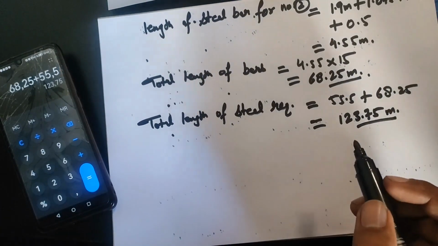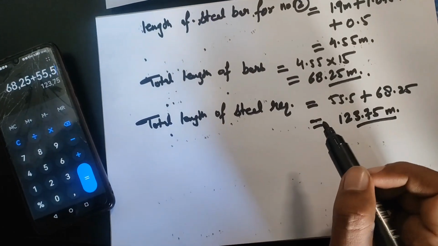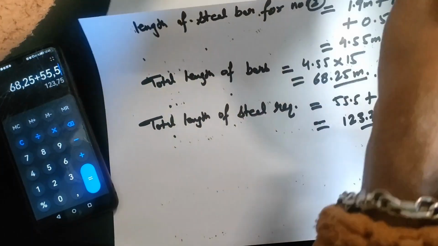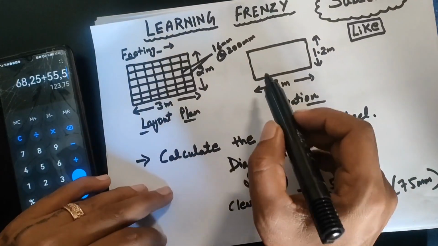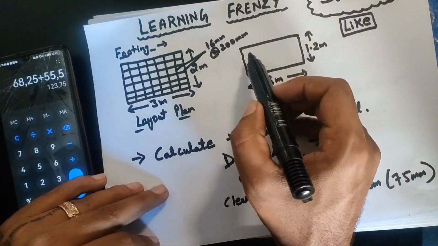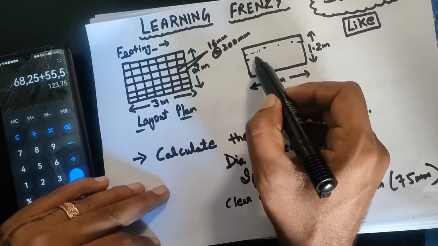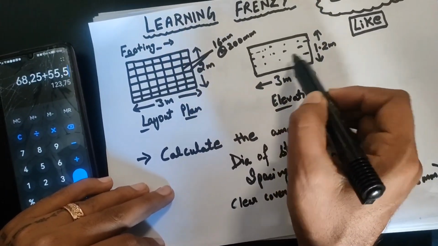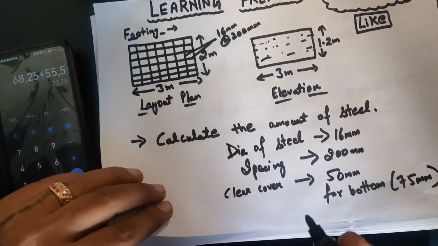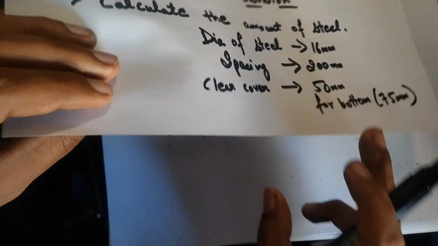Now let's calculate the length of distribution bars, which is gonna be along the height like this. This is the elevation, so there would be some distribution bars here. Let's consider the dia of distribution bar as 12 mm.